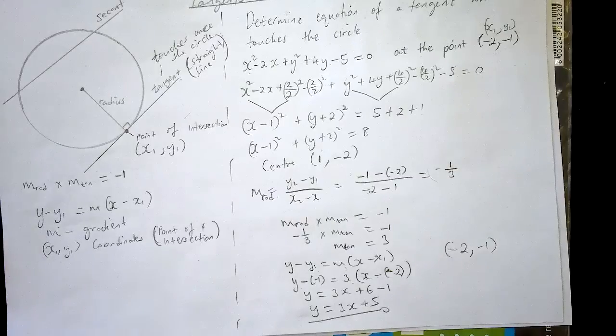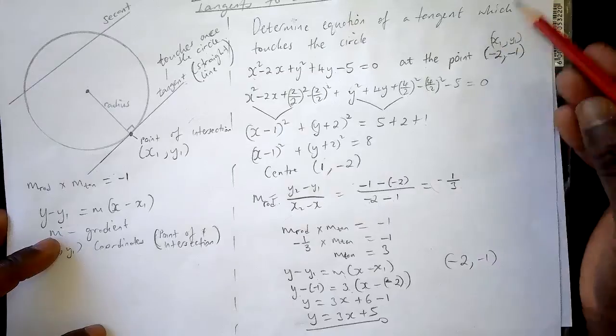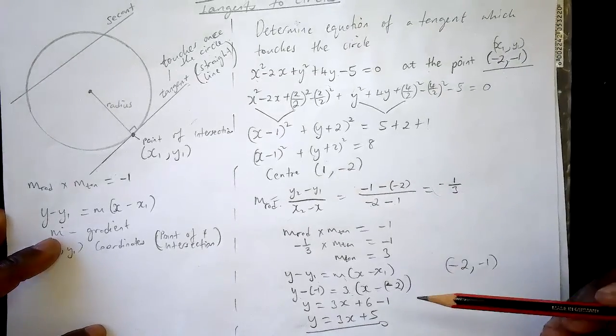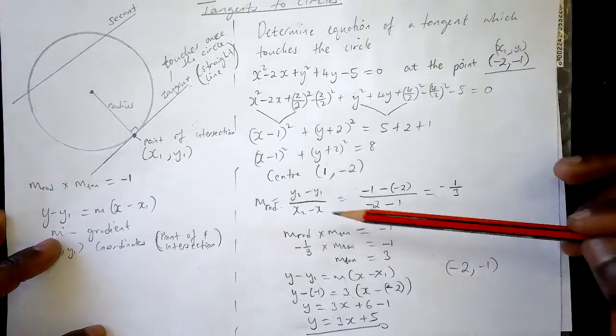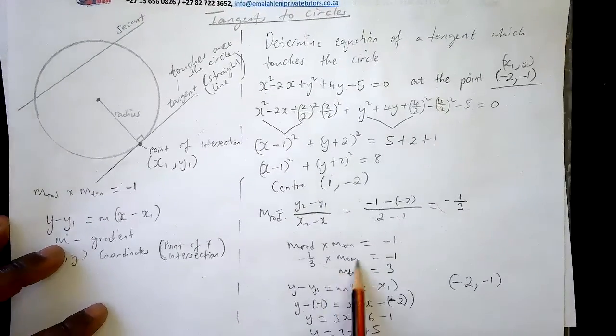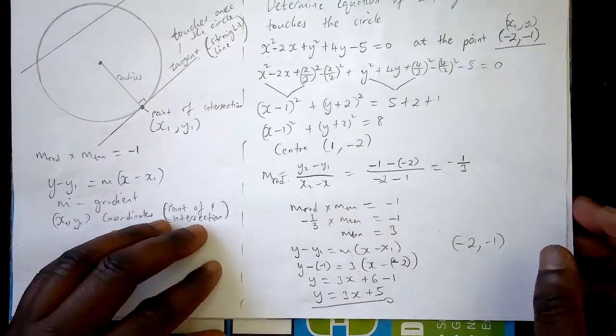So what you need to master: the point of intersection, that's your x1 and y1. That's the coordinate that you use. Then the gradient, how do you get the gradient of a tangent? You first get the gradient of the radius, then you take it from there. You use this relationship, then you divide both sides by the gradient of what is given.